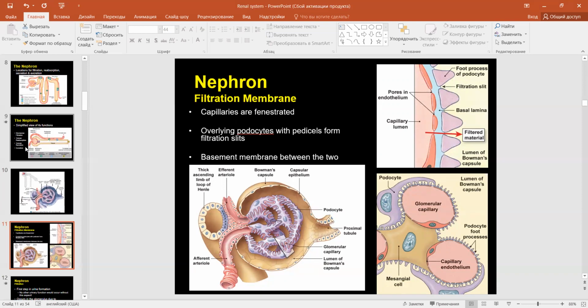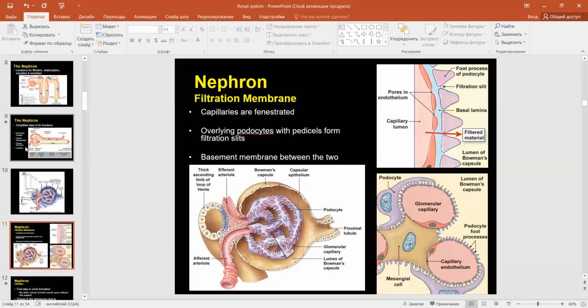The narrow slits between adjacent foot processes, known as filtration slits, provide a pathway through which fluid leaving the glomerular capillaries enters the lumen of Bowman's capsule. Thus, the route that filtered substances take across the glomerular membrane is completely extracellular: first through capillary pores, then through the acellular basement membrane, and finally through capsular filtration slits.